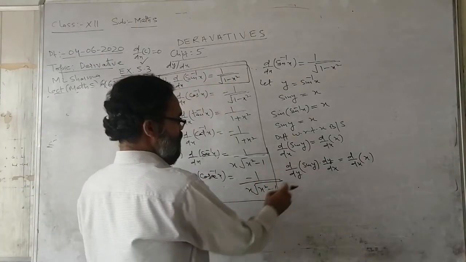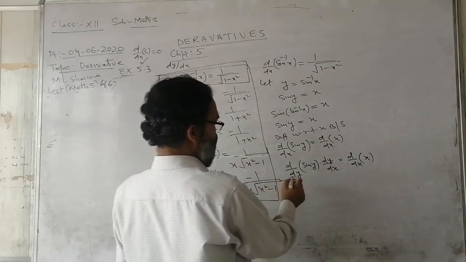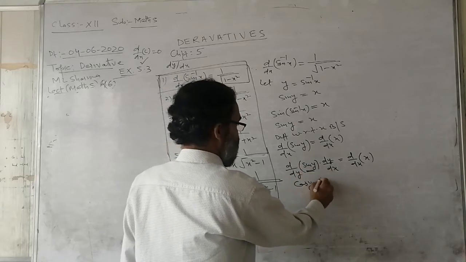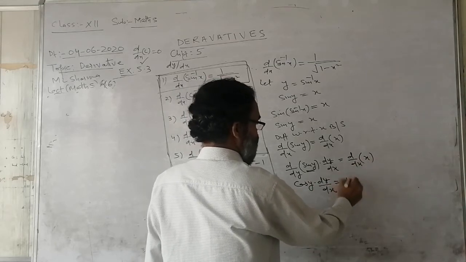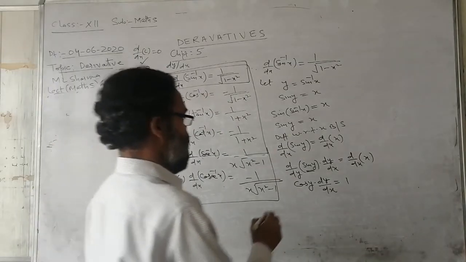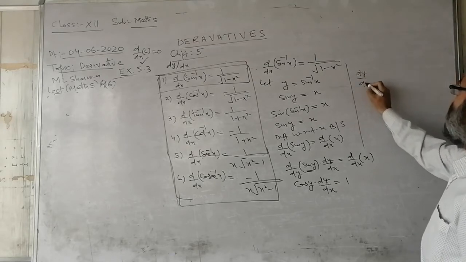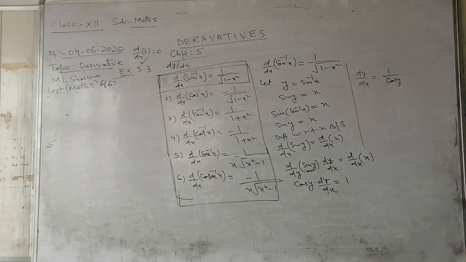So now this is variable y, this is d upon dy. So derivative of sine is cos, so I can write cos y into dy upon dx, and derivative of x is 1. So I can write cos y dy upon dx is equal to 1, so dy upon dx is equal to 1 upon cos y. So this can be written as 1 upon under root of 1 minus sine square y.